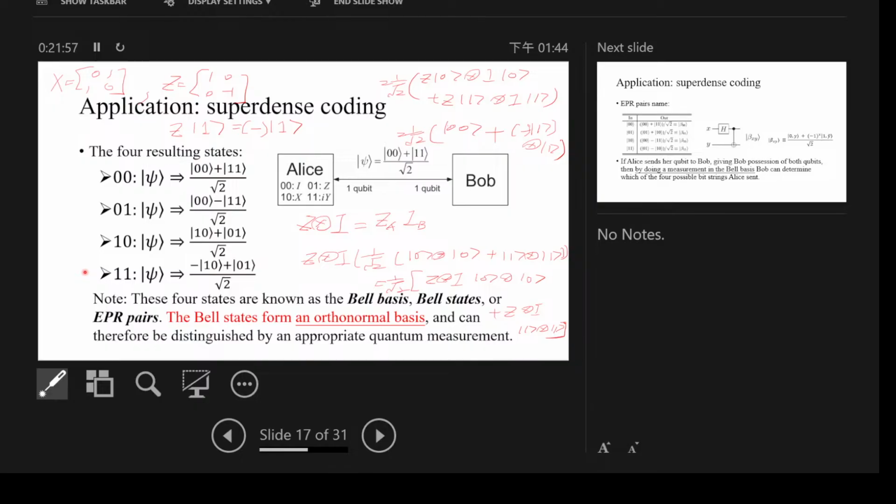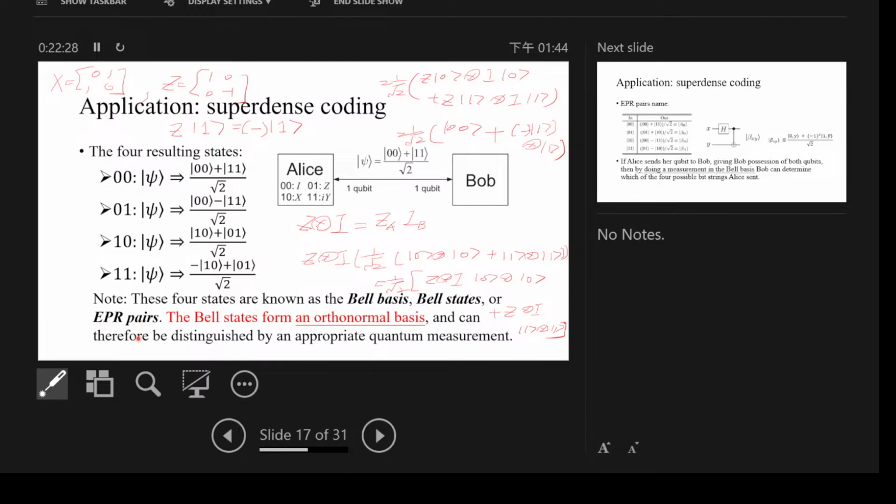Now we have a name for this state, and here are the names. Those 4 states are very famous. They are called Bell bases. This is a bit of a simple spoiler. Those 4 states actually become bases in this 2-qubit space, and so they're called Bell bases or Bell states or EPR pairs.